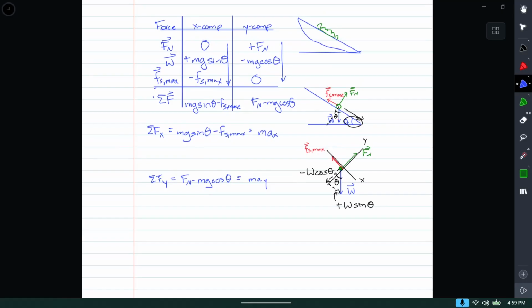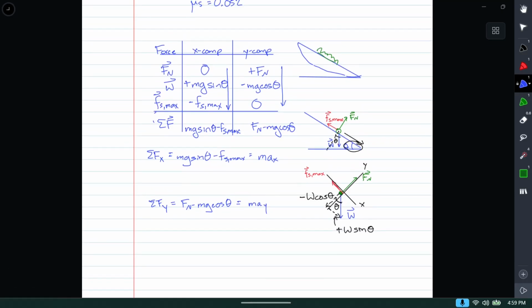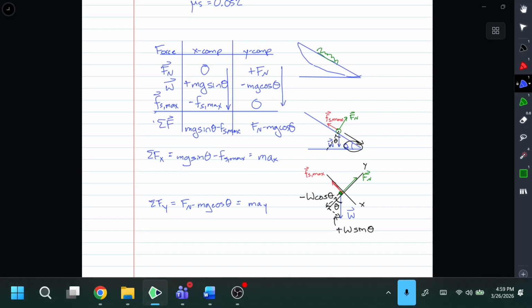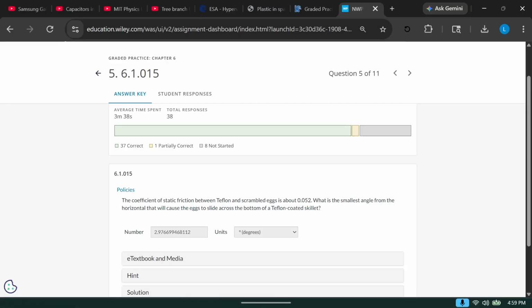And now I need to decide, is it accelerating or not? Well, I come back to the problem statement. It says, what is the smallest angle from the horizontal that will cause the eggs to slide across the bottom of a Teflon-coated skillet? I'm going to say that this is poor wording, and I should have added a hint, because this is really going to be the smallest angle at which, if you tip any beyond this angle, that is when the eggs will start to slide. This is the cutover point.